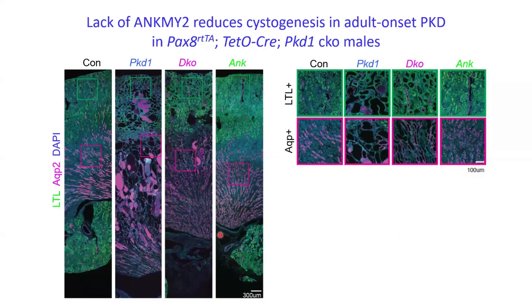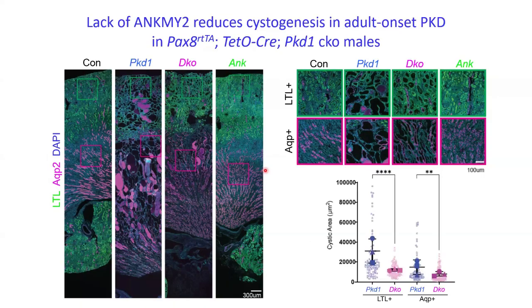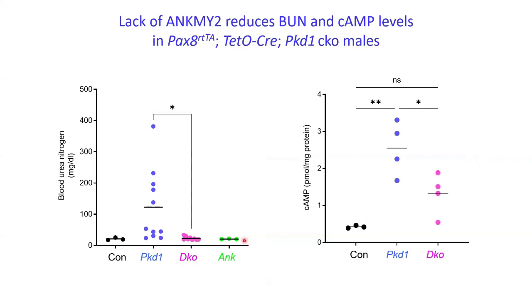Next, we did the immunofluorescence on these kidney sections with LTL-positive proximal tubule in the green boxes, and aquaporin 2-positive collecting ducts in pink boxes. We calculated the cystic area, both in the proximal tubule and the collecting ducts, and it was significantly reduced. And next, we checked the BUN and total cyclic AMP levels. Both values were significantly reduced.